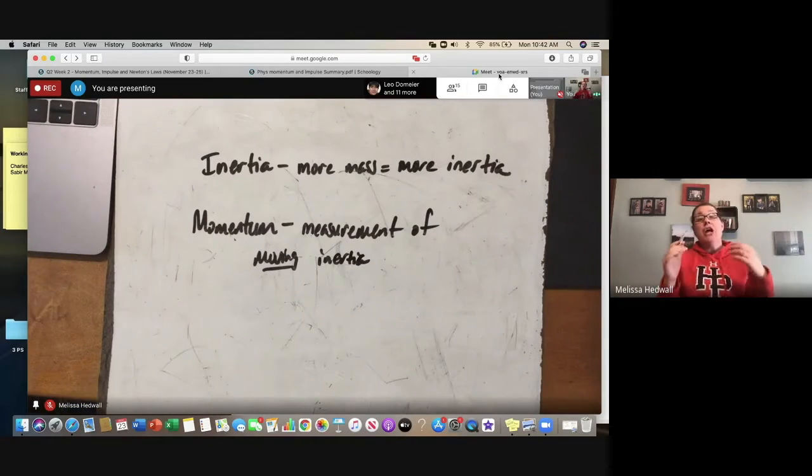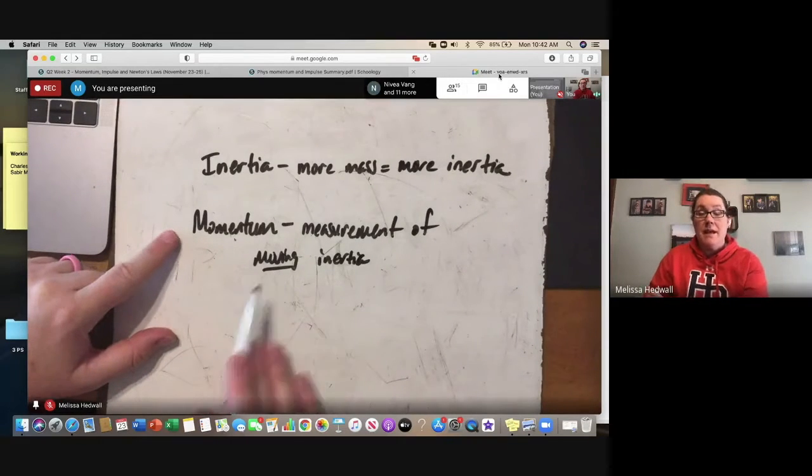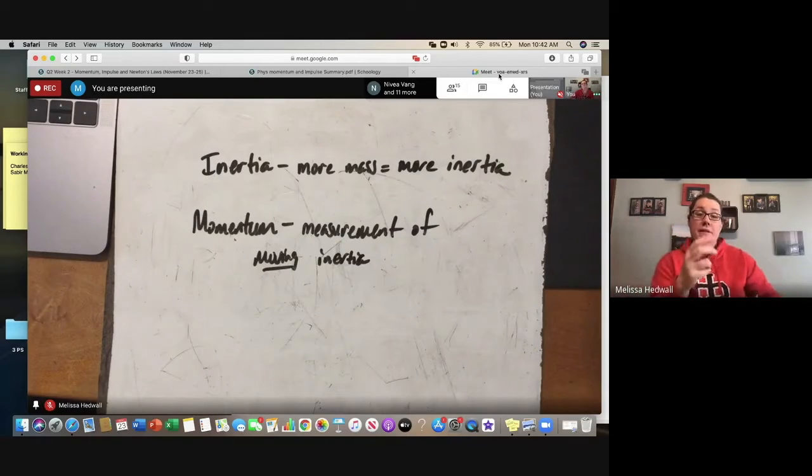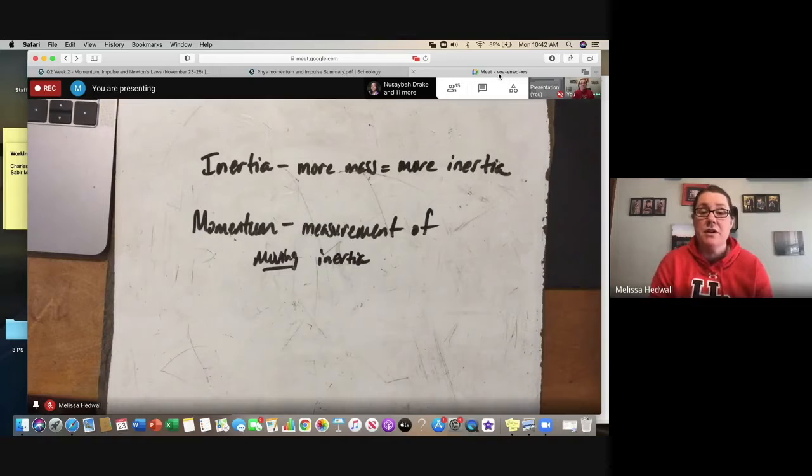So I could have a giant rock in my yard. It is just sitting there. It has a lot of inertia. It has a lot of mass, so it would have a lot of inertia. But it would have zero momentum because it's not moving. On the flip side, I could take a little rock and I could throw it. It's not going to have much mass, so it won't have as much inertia, but it would have more momentum because it's moving. So inertia, anything with mass has inertia, but momentum, that mass has to be moving in order to have momentum.